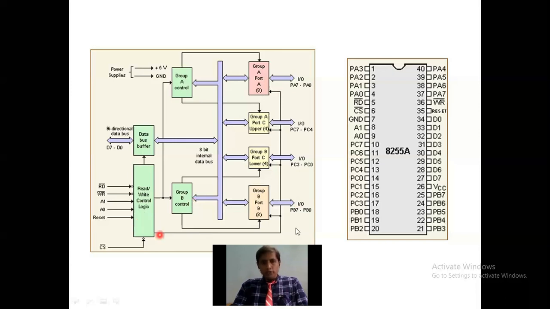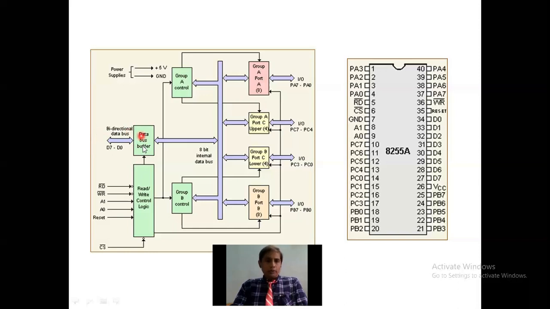See here, there is a connection. Every port is controlled by the read-write control logic, and the read-write control logic also controls group B control as well as group A control. Group A control further controls the group A related ports, and group B control further controls the group B related ports. But overall, all these blocks are controlled by the read-write control logic. Now let us see the functioning of each block. The data bus buffer is one block, and this data bus buffer contains 8 data lines D0 to D7, and these data lines are connected to the processor data bus. Okay, and it's bidirectional.